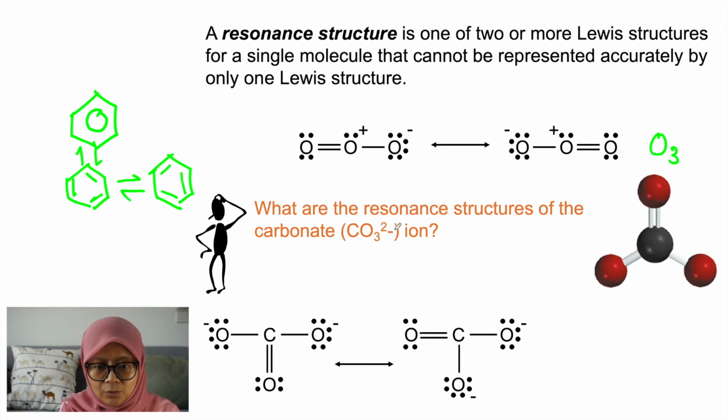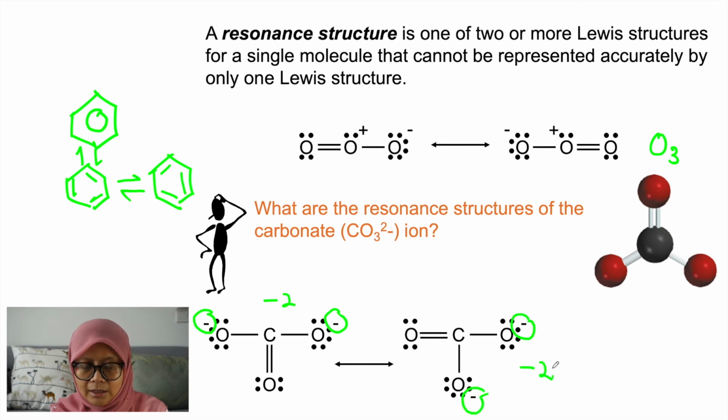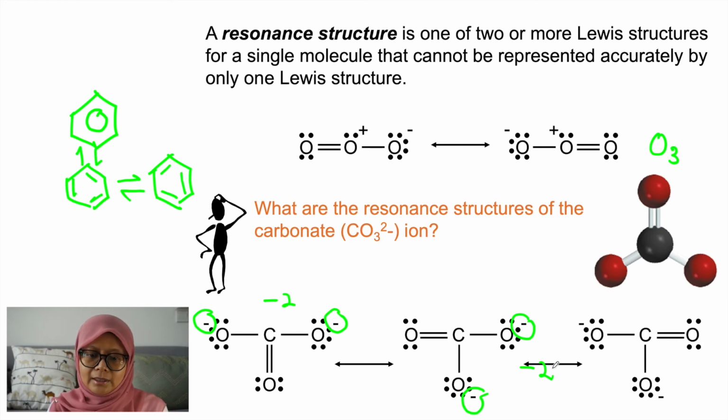because we have -2. This is supposed to be -2. One negative here and another one here, so this overall structure equals -2. And then another one, negative here and negative here, so this is -2. And another one, it can be like this. One negative here and negative here, this is -2. So for the carbonate ion, we have 3 resonance structures.